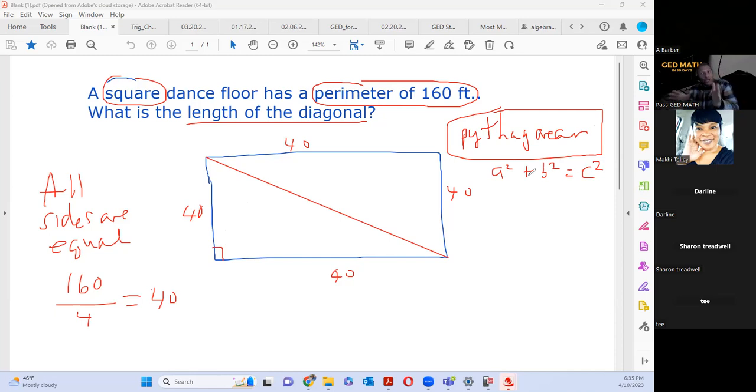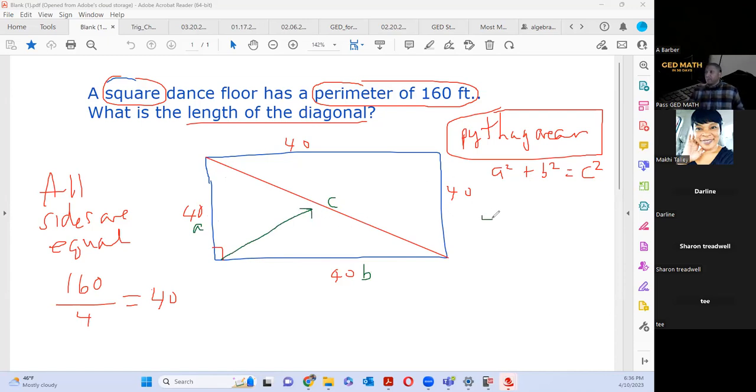So when I look at this square dance floor and I look at all my sides are 40, what's my A, what's my B, and what's my C? What sides are my A, B, and C? Your A and B are the length and width, which are 40. Solve for C. Remember, the side opposite the right angle, the hypotenuse, is your C.